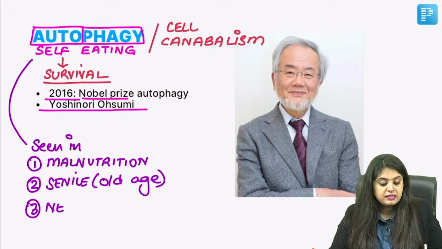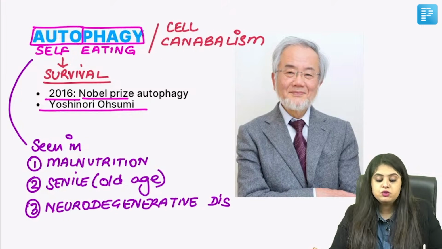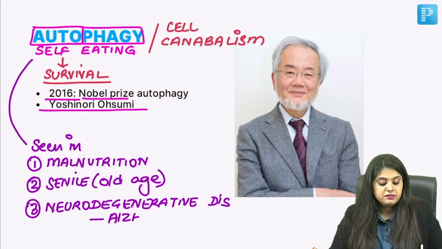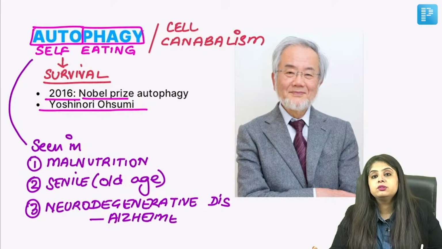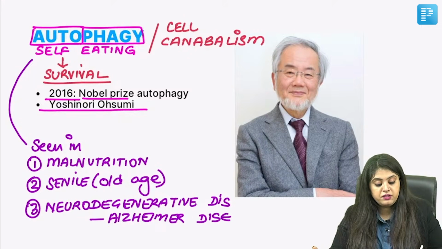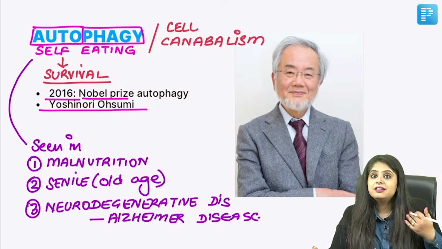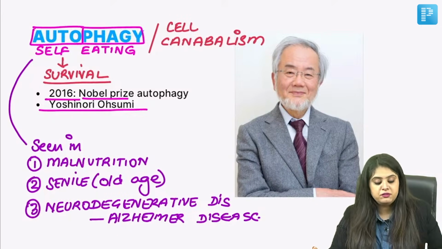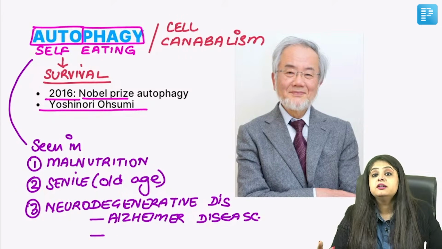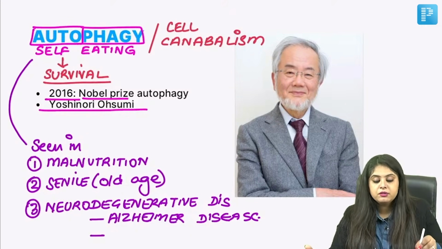Now they are saying that autophagy is the reason behind neurodegenerative conditions. Do you know any neurodegenerative disease? I'm sure you've heard of it. Alzheimer's disease. They are saying कि जो memory loss होता है Alzheimer's disease में, that is because we are eating our own brain. That is why memory loss is happening. This is a kind of neurodegenerative disease. डिमेंशिया होता है, मेमोरी लॉस होता है because of autophagy.